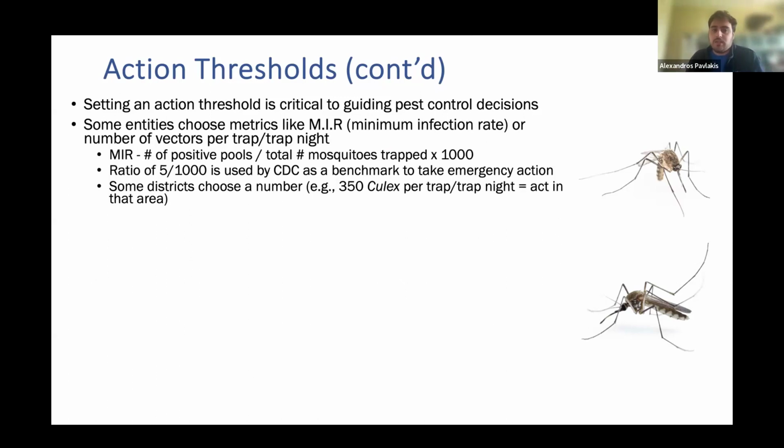The MIR is the number of positive pools over the total number of mosquitoes trapped, times 1,000. The CDC has a benchmark to take emergency action of a ratio of 5 to 1,000. And then, like I said, some districts just choose or find a number that works for them in terms of the total number of a vector per trap per night that you might need to act in that area.